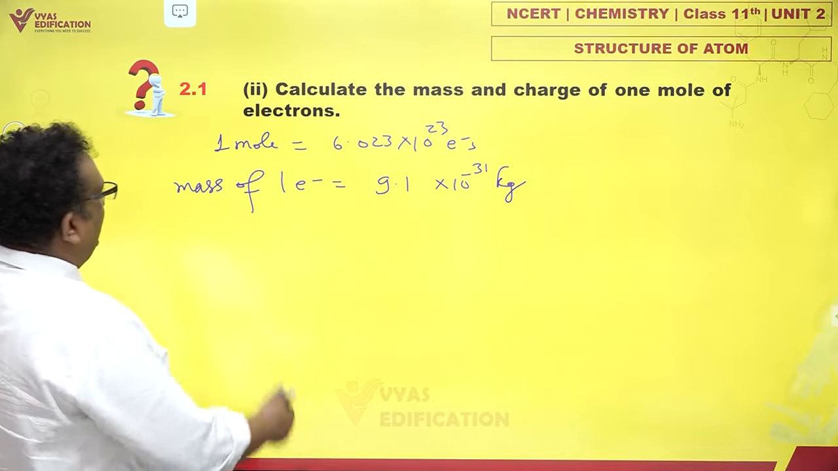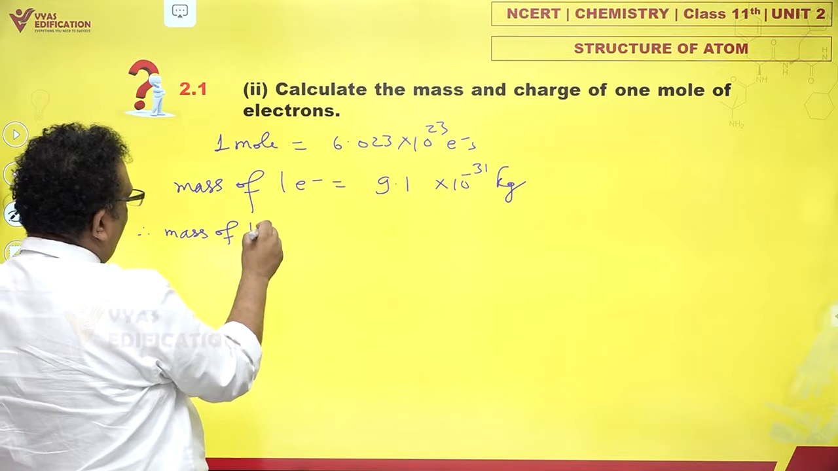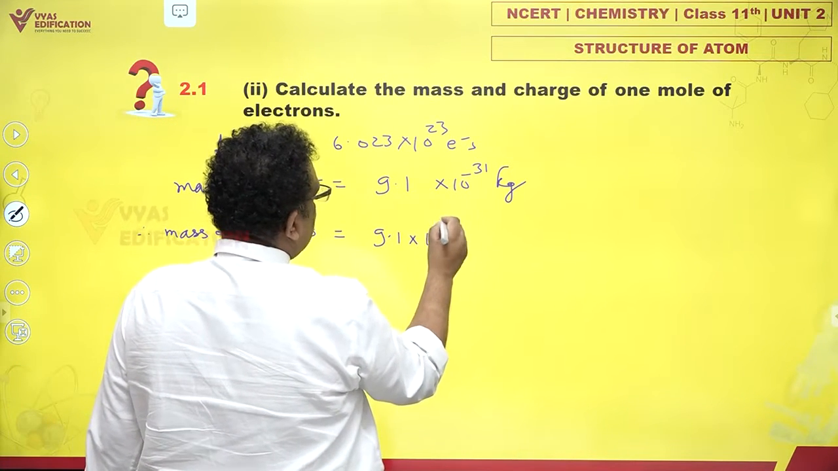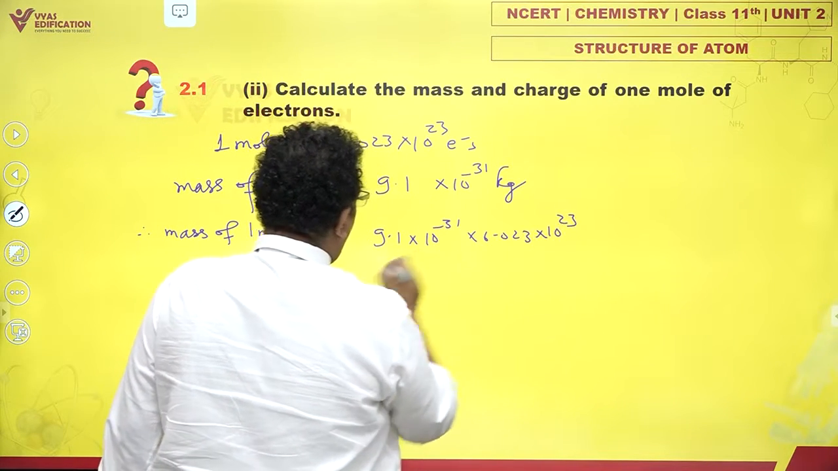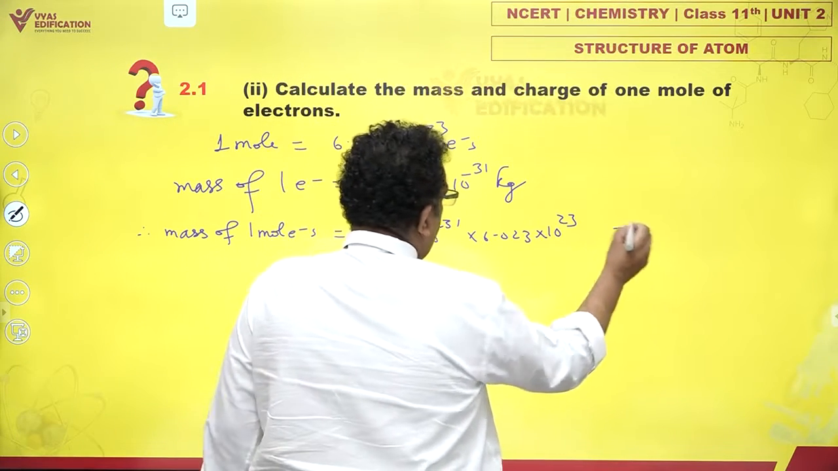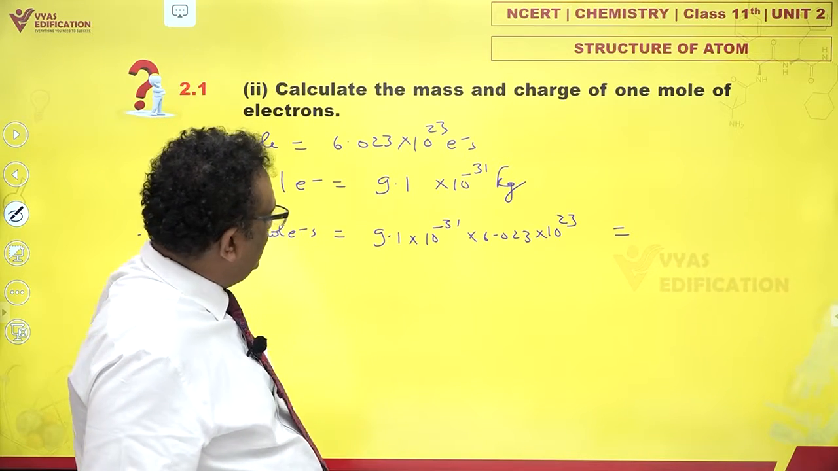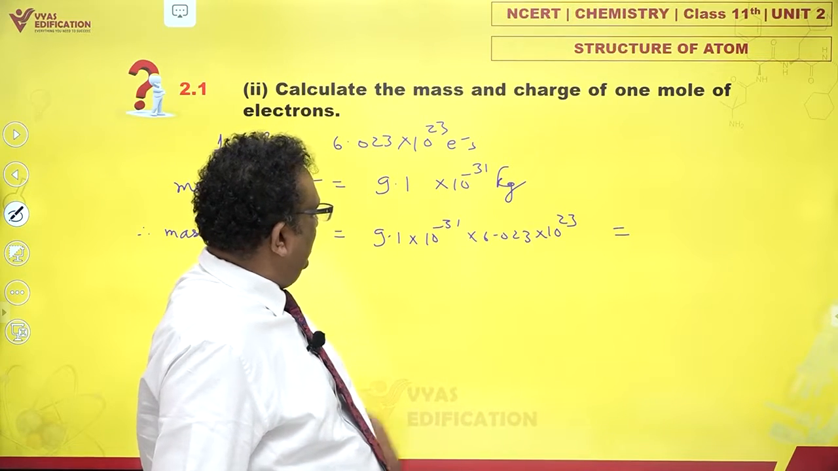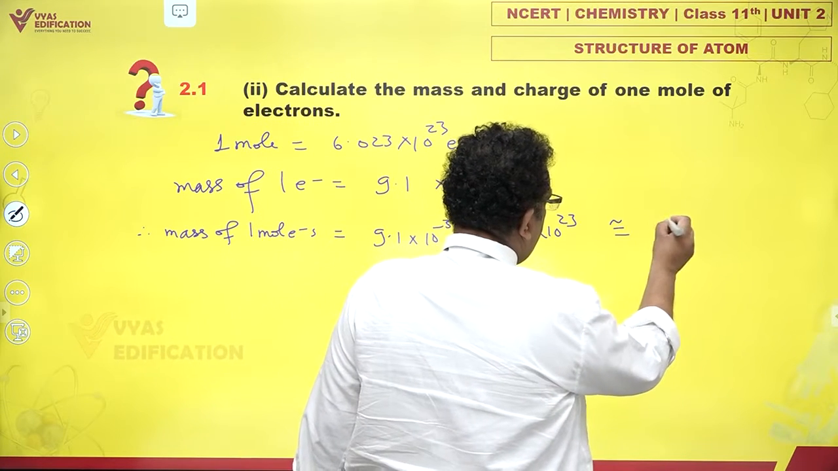And therefore, mass of 1 mole electrons is 9.1 into 10 raised to minus 31 into 6.023 into 10 raised to 23. How lovely is that number? And what does that give me? If I just say 31 and 23, that makes it how much? And 9 6 would be 54. So this is 54.6, a little more than that, around 54.7 at best.